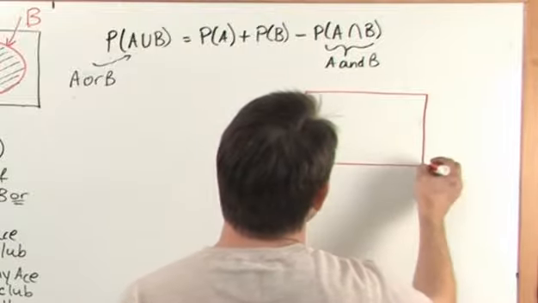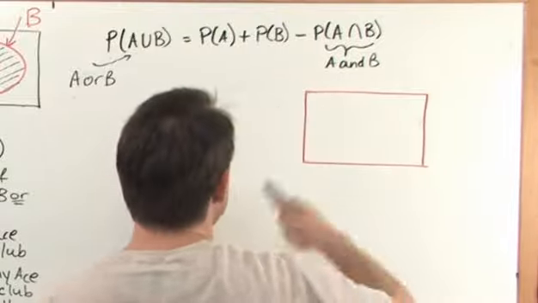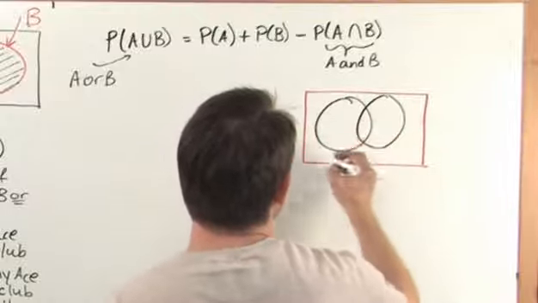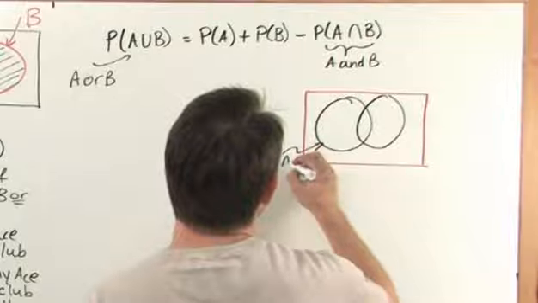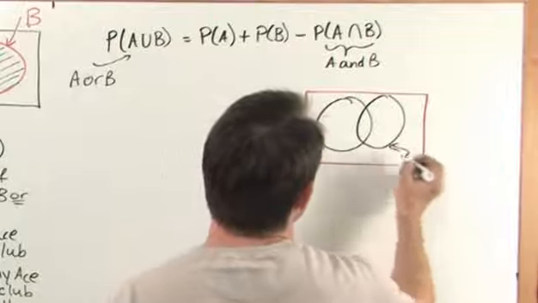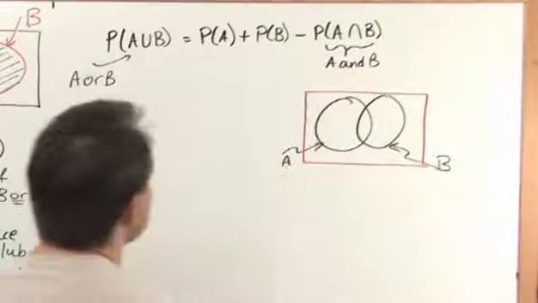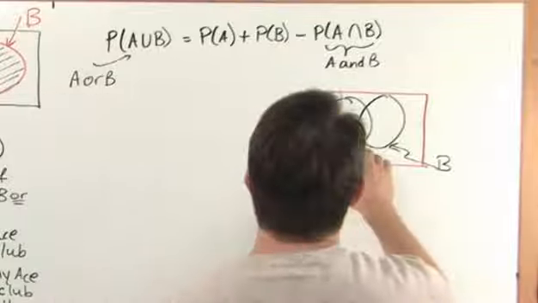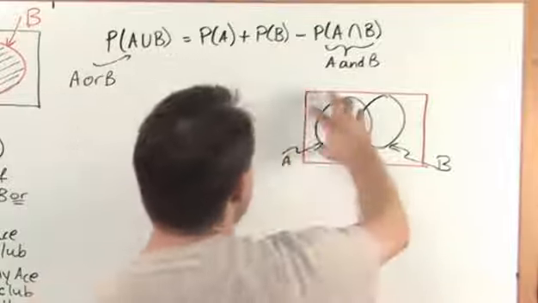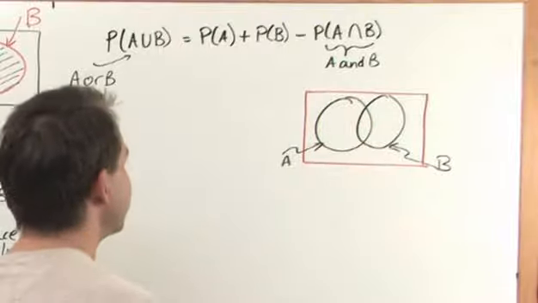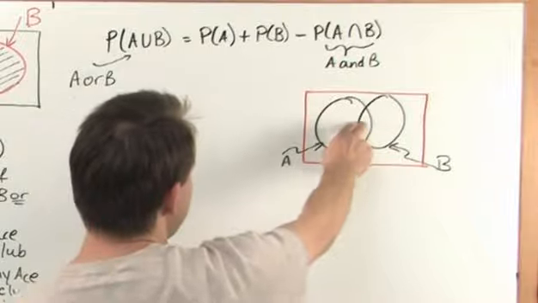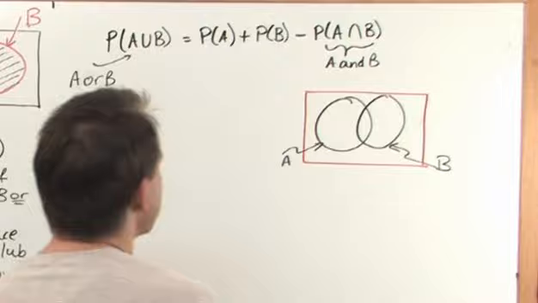Okay, here's a Venn diagram. Here is event A, here is event B. So I'm going to put an arrow. This is A, and this is B. Now look at what's happening here. We're assuming in this problem that there's some overlap. So these two things are not mutually exclusive. They can occur at one time, because we have an overlap. We're showing that they can both occur at the same time.